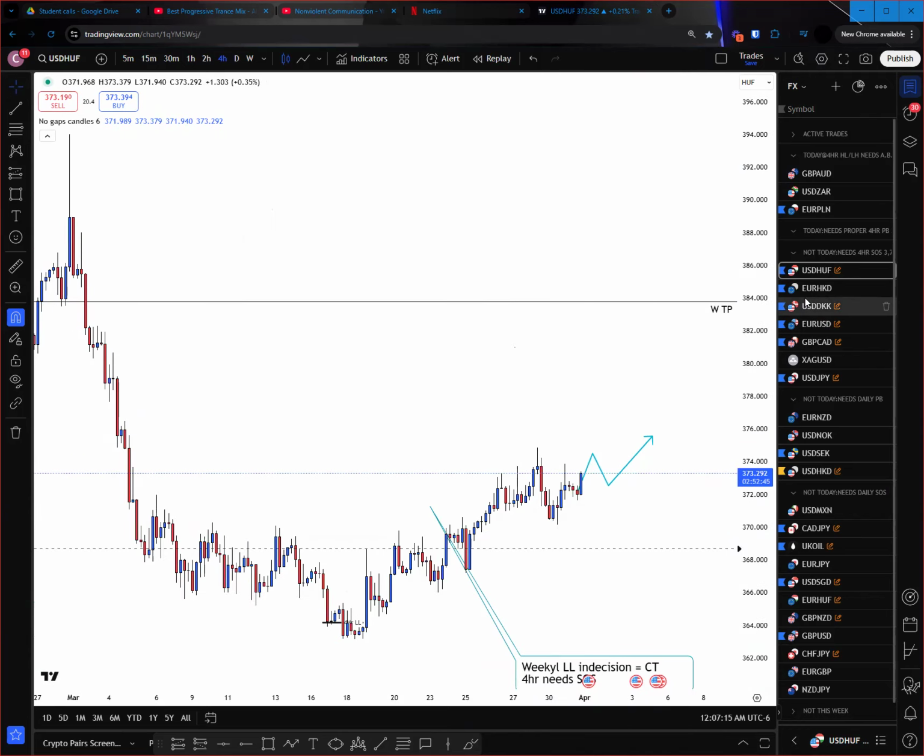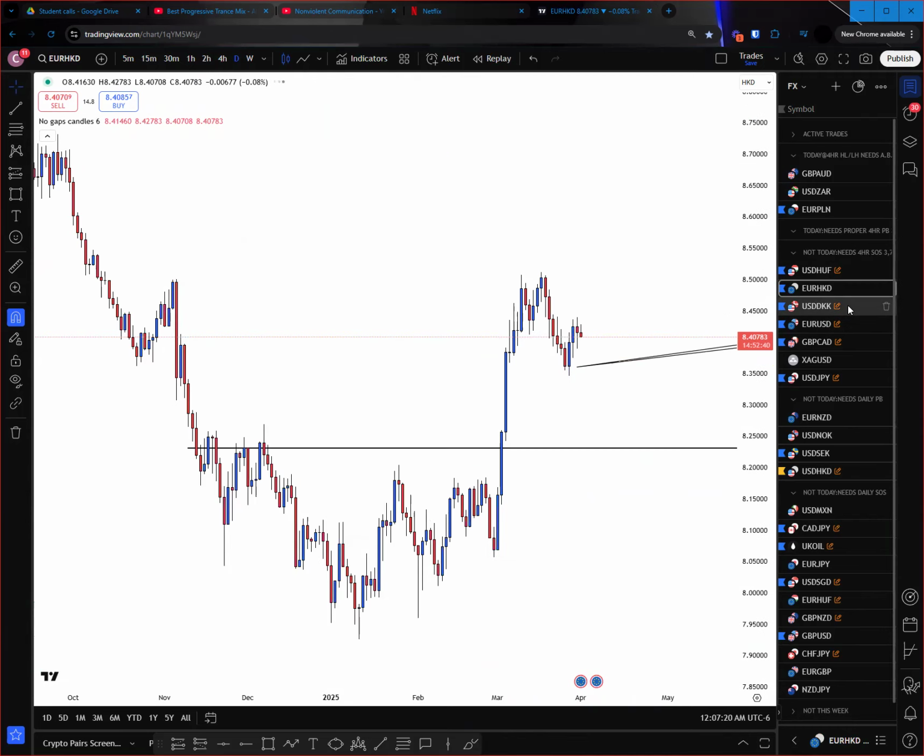USD HUF needs to shift to bullish, because all of these have the daily bullish. So once the daily goes into trend, then we need the 4-hour going into trend.